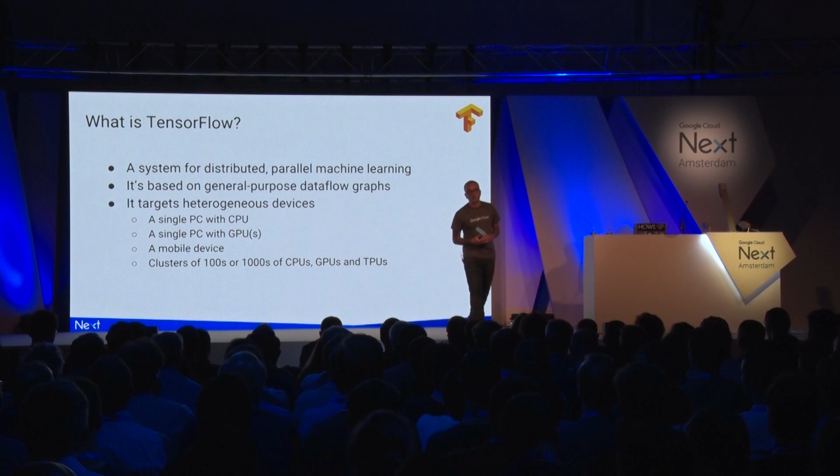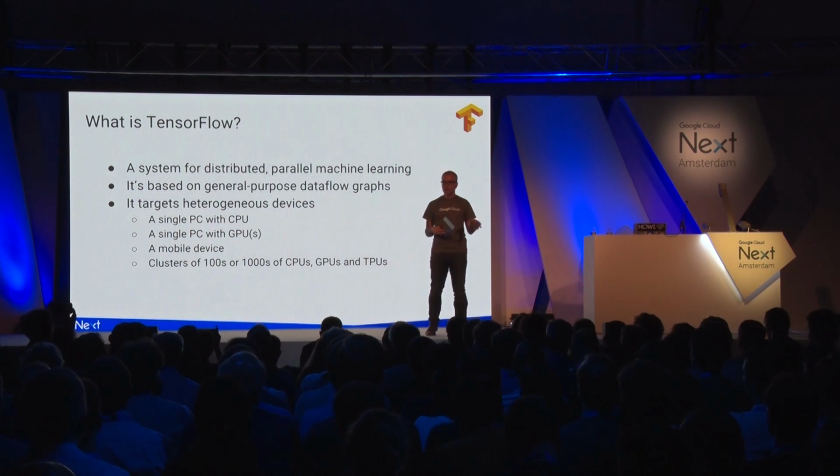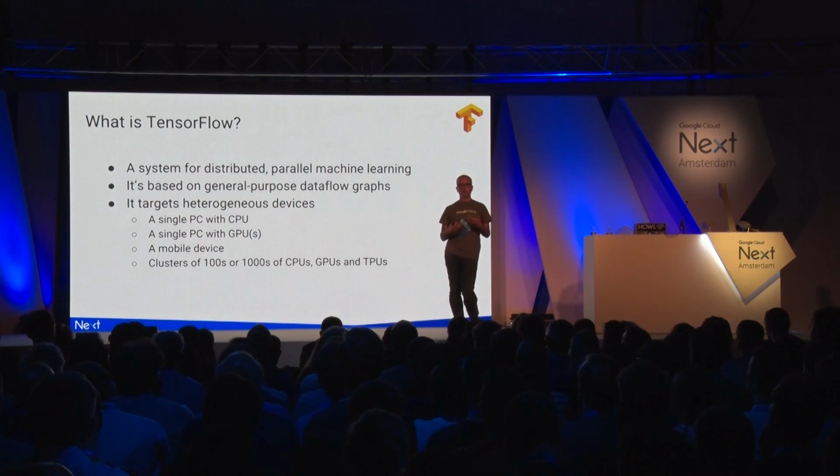Yeah, sorry. TensorFlow, it's a system for distributed parallel machine learning. It's general purpose, data flow graphs. There's a lot of words going on there. What does that all mean? And it targets heterogeneous devices. What do we mean by all of those things?